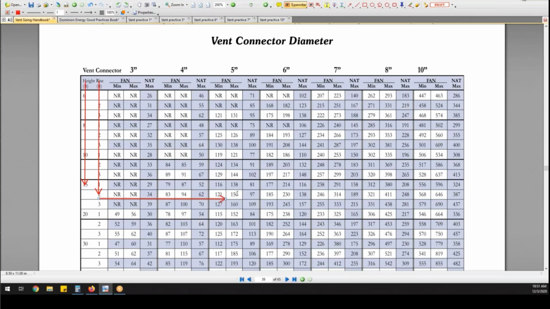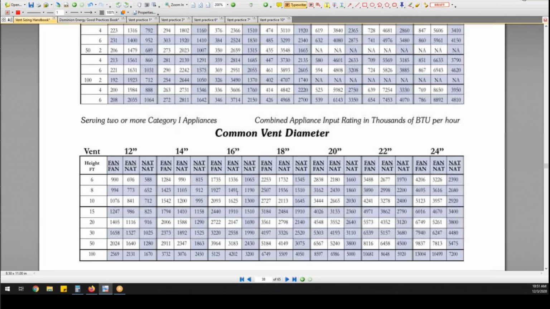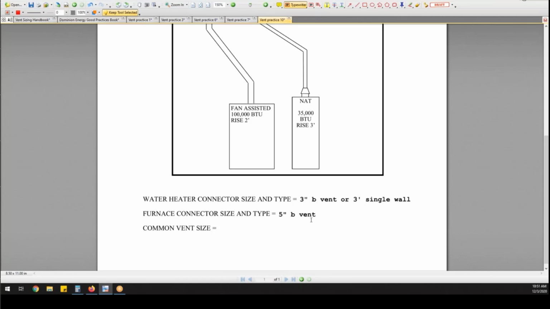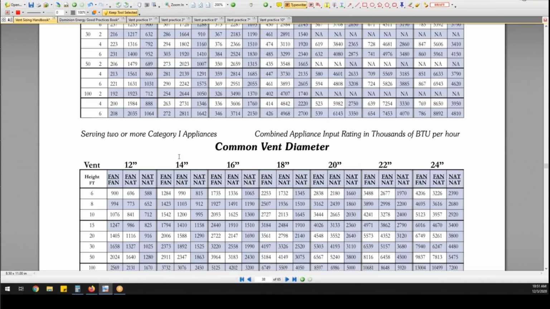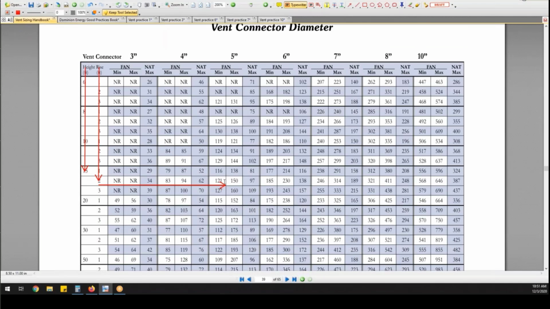So my only option for the furnace is B vent. I can't use any single wall in there. My water heater, I could use 3-inch B vent or single wall, either one, okay? But for the furnace, I can only do 5-inch B vent, because you saw when we tried to do it with single wall, we can't keep it hot enough, and down here we don't have enough capacity in the pipe. The pipe's not big enough. It won't move that amount of BTUs. So we've answered the first 2 questions.